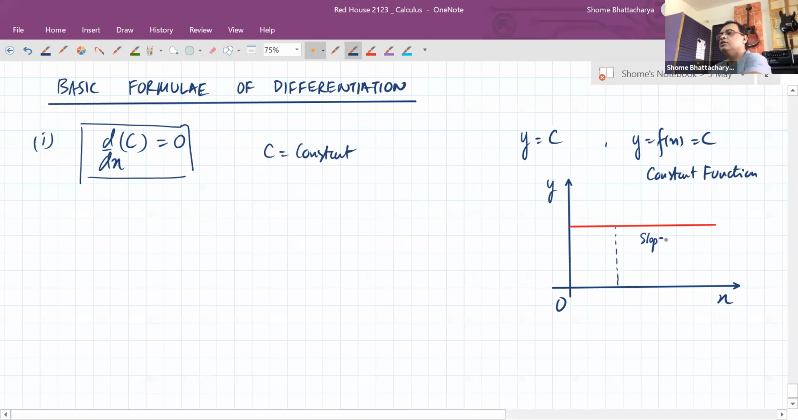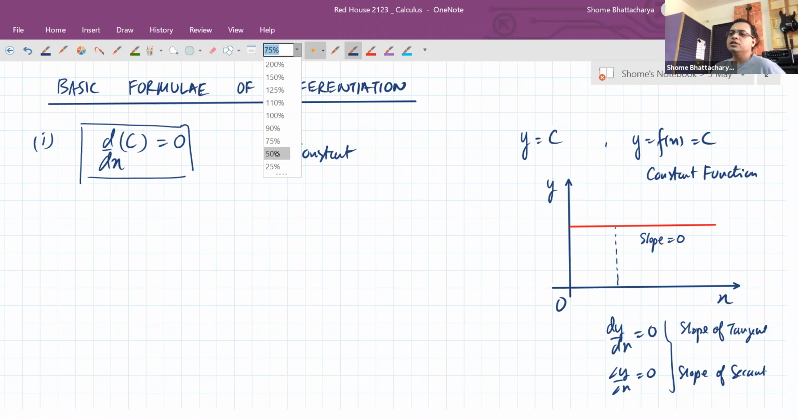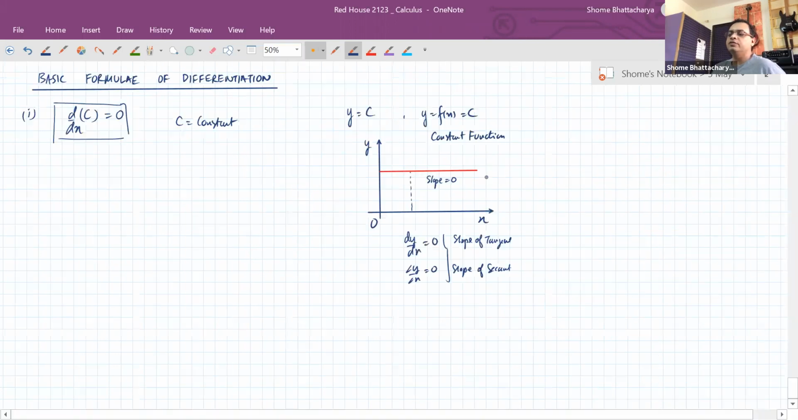So the instantaneous rate of change: whether we calculate dy by dx or delta y by delta x, it is equal to 0. Slope of tangent, instantaneous rate of change, or slope of secant line, average rate of change, both will be 0 because it's nothing but a constant function. So this is the most basic formula for differentiation: if our function is a constant function, then its instantaneous rate of change is 0. You can almost say it's too simple to be defined.